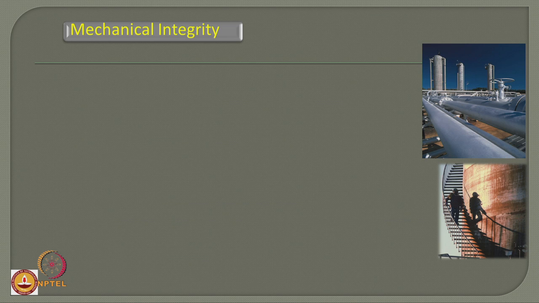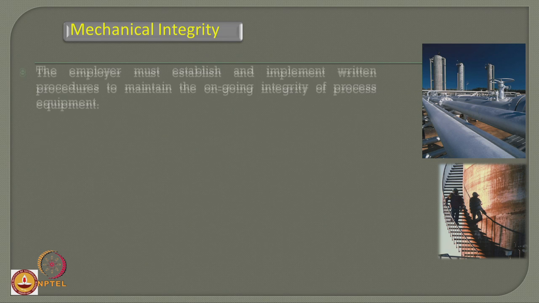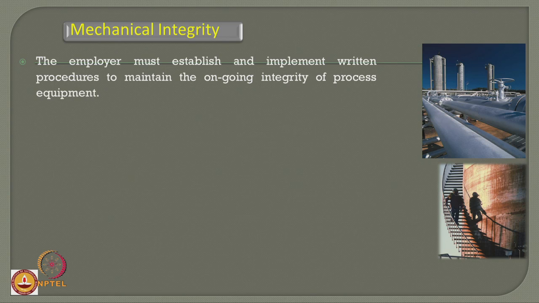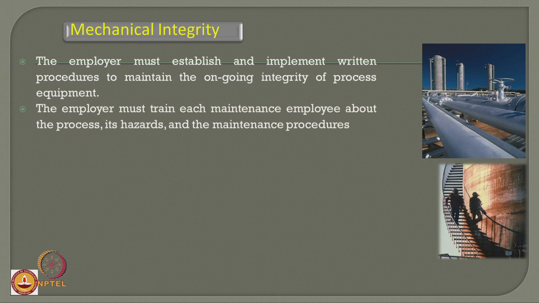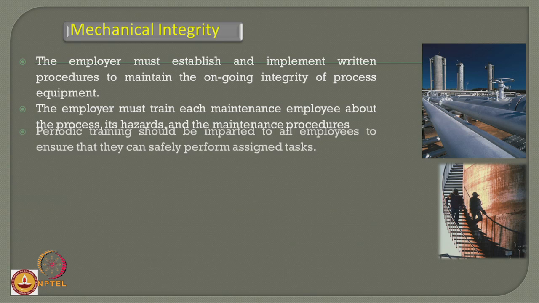The next problem which generally challenges process safety is mechanical integrity, that is, the integrity or dependability of machinery when it is required to perform. The employer must establish and implement written procedures to maintain the ongoing integrity of any process equipment. The employer must train each maintenance employee about the process, its hazards and the maintenance procedures of every equipment involved in the process.